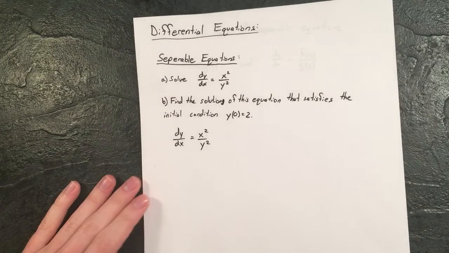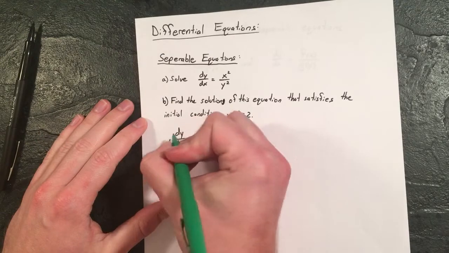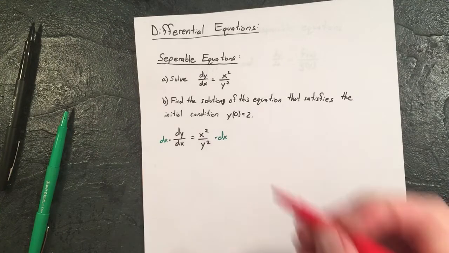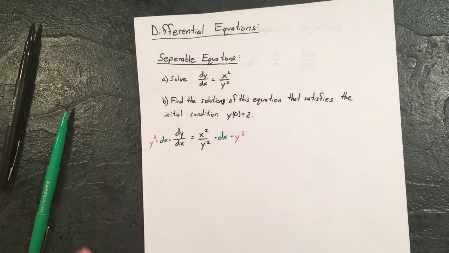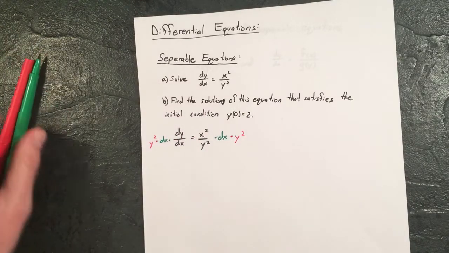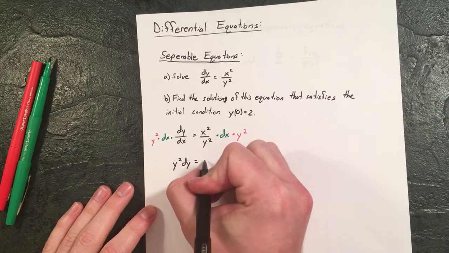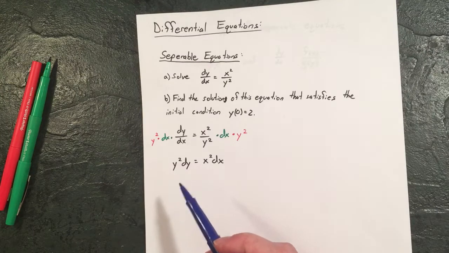So I'm going to start off by getting rid of these denominators. I'm going to multiply by that dx term on each side, as well as a y squared on each side, which is going to leave us with y squared dy equals x squared dx. And once we get to this step, we have successfully separated the variables. Yay, so exciting. Now we can actually do some integration to get rid of the dy and the dx.